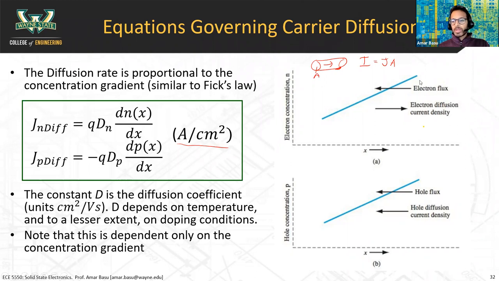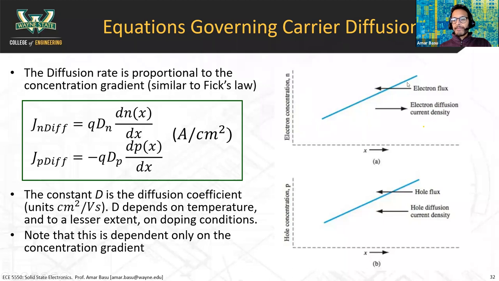Okay, so we take examples here. These are some very simple examples. Let me just get rid of that extra clutter on the slide. We're looking at two plots here, electron concentration versus X, hole concentration versus X. The blue lines represent an example of what a concentration gradient might look like. So X and then N of X. In this hypothetical example, the electron concentration happens to be low on the left side and high on the right side. So the carrier concentration is increasing in a linear fashion.